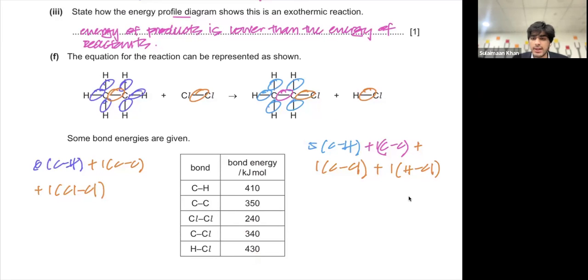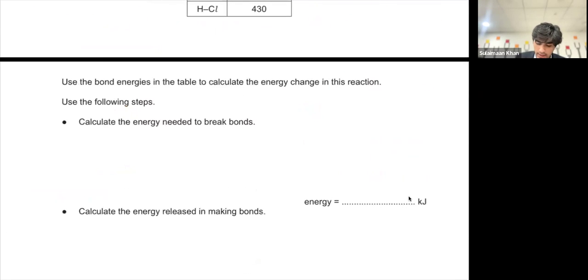Sir, can we do all the circles and make a mess on the exam paper? Yes, you can. If it makes things easy for you, you can. It doesn't matter as long as you don't make a mess here.